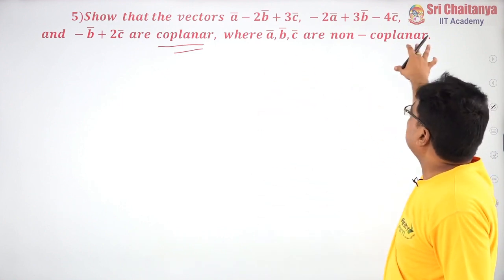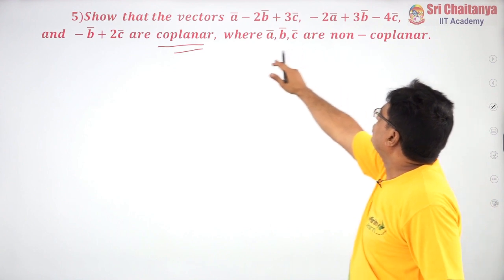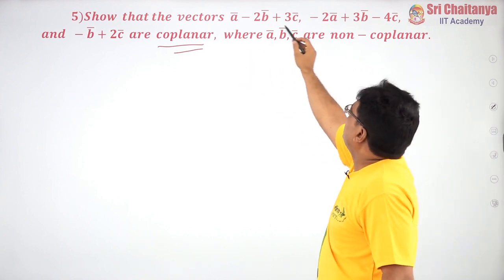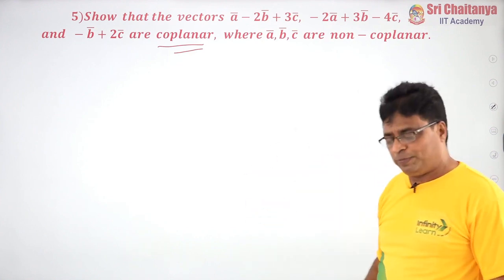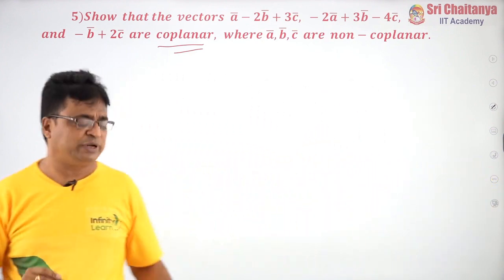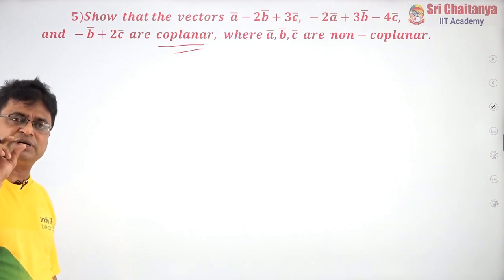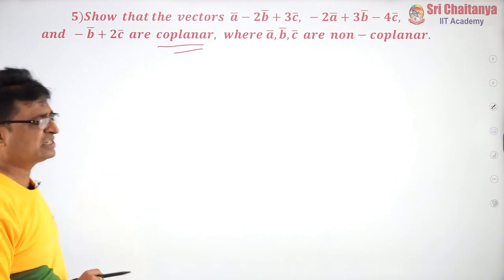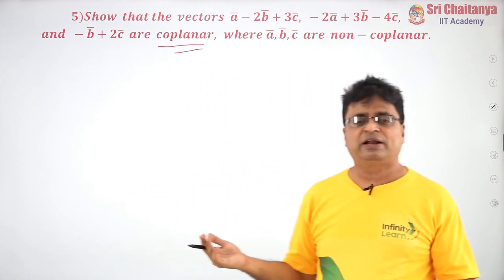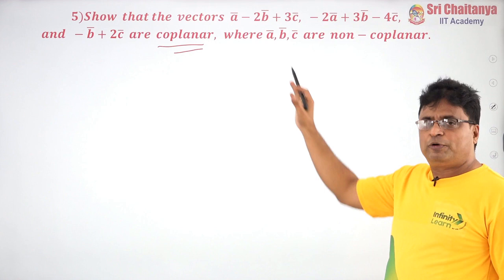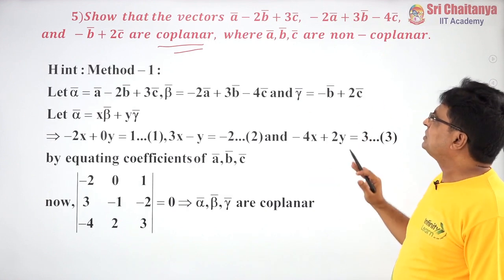So, here 3 vectors are given and they want to show they are coplanar. Here A bar, B bar, C bar are non-coplanar vectors. That is again important. That is why, while solving the problems, before that, please try to understand the statement. Whenever this kind of question is given for you, again there are several ways to prove coplanarity, and here I am introducing several methods.